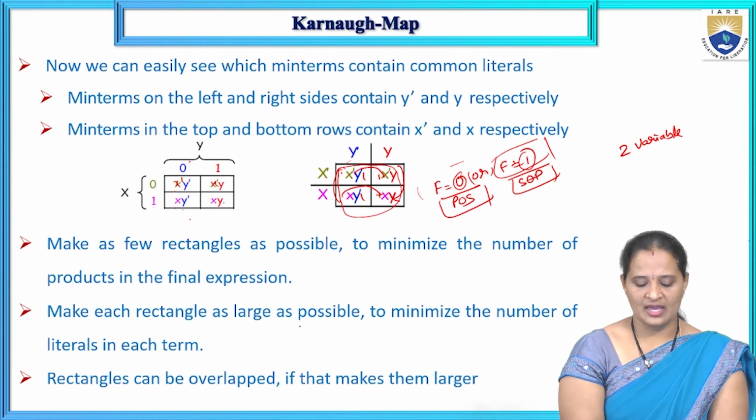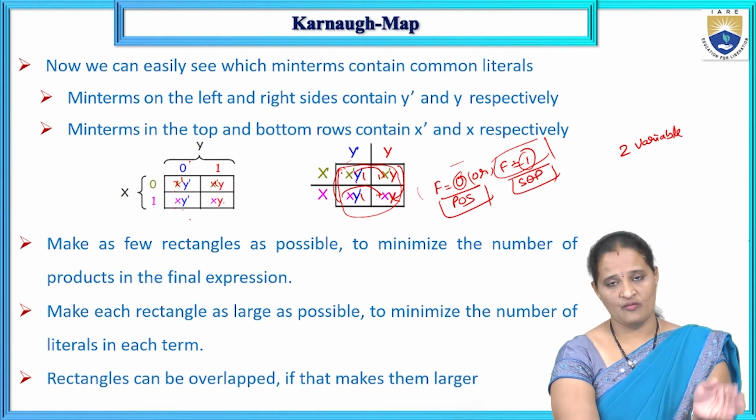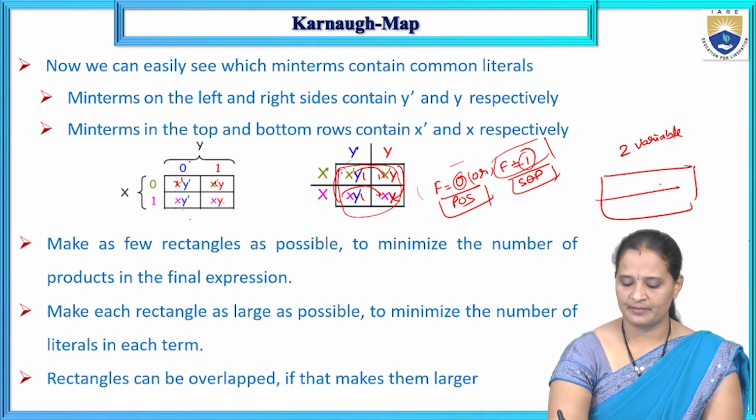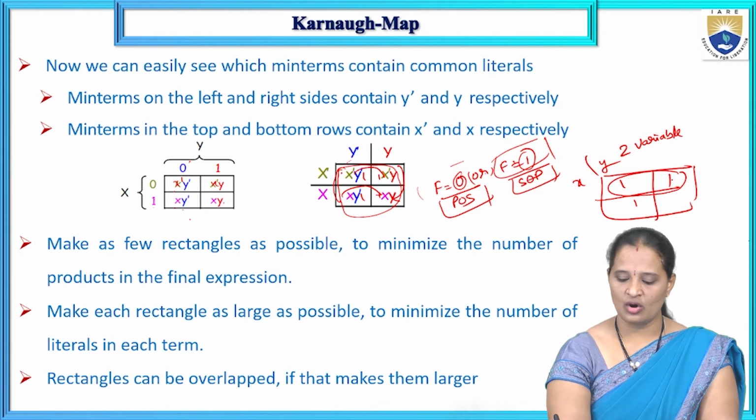And now make each rectangle and overlap. So even we can form overlapped groups also. Overlapped group means what? For example, I have 1, 1, 1 like this, x, y. Already I have formed a group with these 2 cells in order to cover this one, whereas this one is left free. But here it doesn't have any other element other than these adjacent cells. So this is nothing but overlapping of groups here. So even we can form overlapped groups. So this is 0, 0, 1.